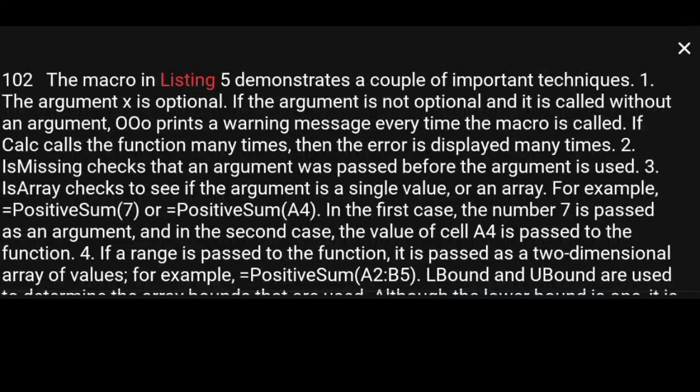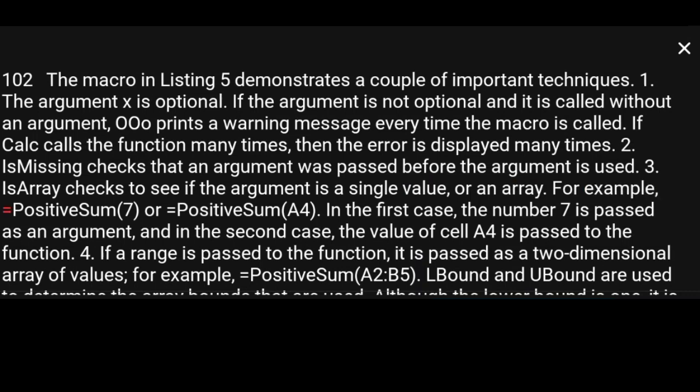10.2. The macro in Listing 5 demonstrates a couple of important techniques. 1. The argument x is optional. If the argument is not optional and it is called without an argument, OOo prints a warning message every time the macro is called. If Calc calls the function many times, then the error is displayed many times. 2. IsMissing checks that an argument was passed before the argument is used. 3. IsArray checks to see if the argument is a single value or an array.